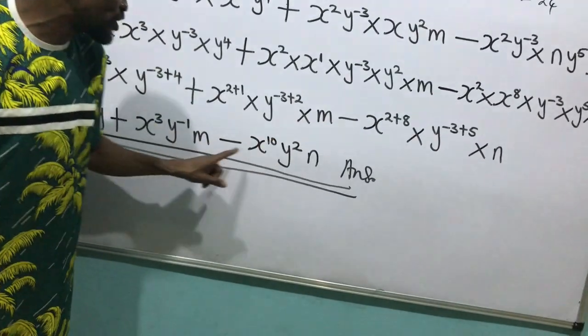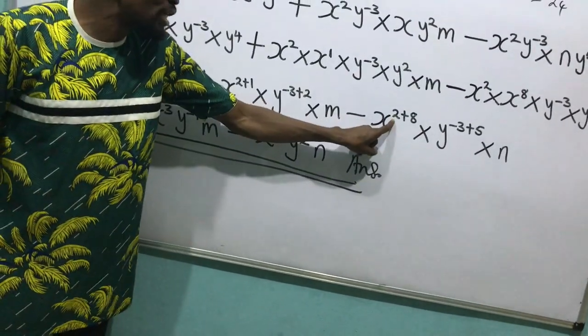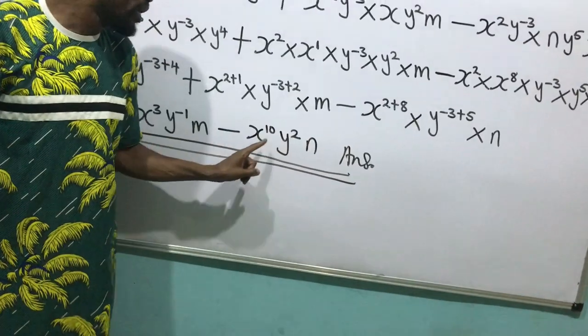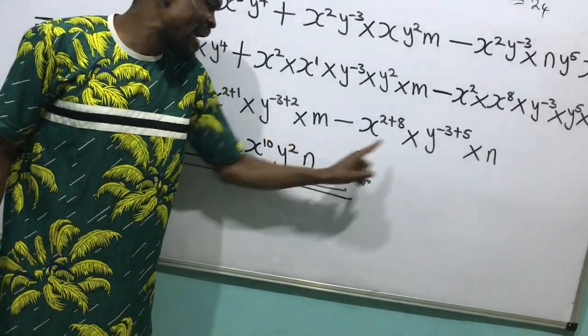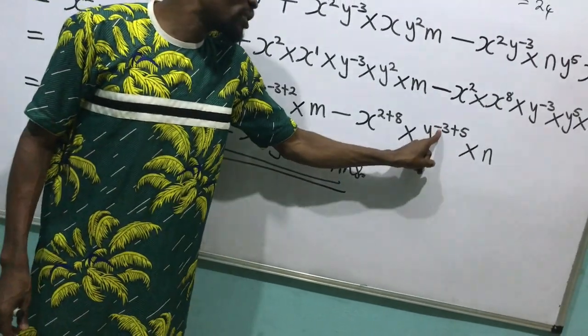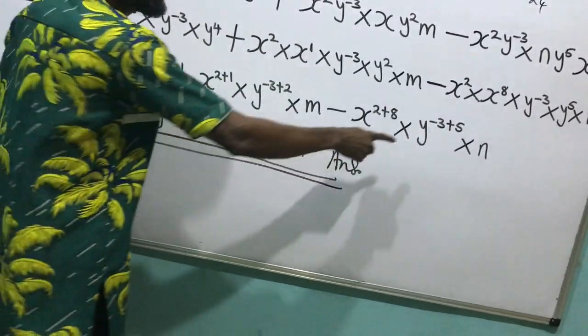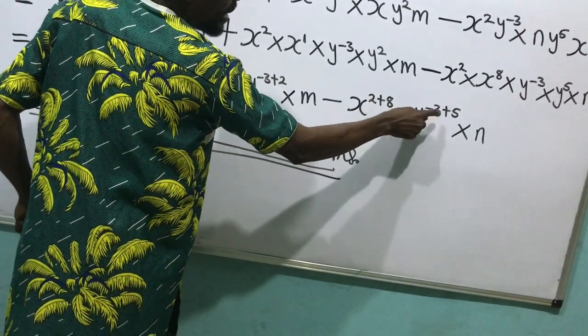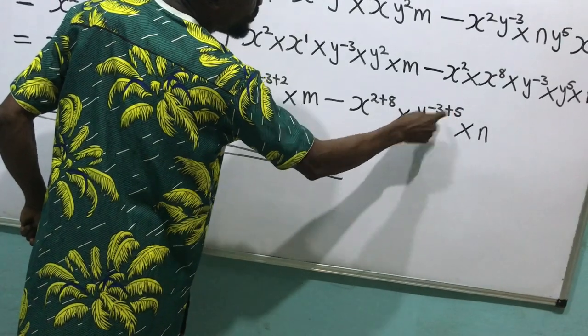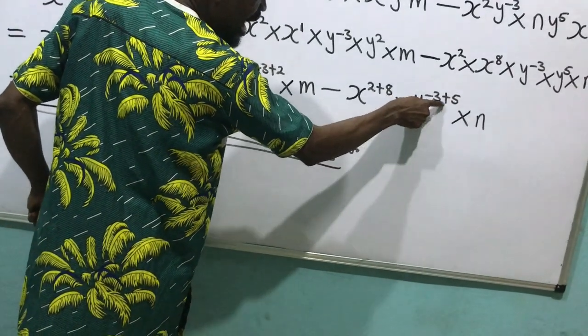Then this minus here. Then I will say x raised to the power 2 plus what? 8 will give me 10. And this times y, look at my y, minus 3 plus 5. It means that I'm owing somebody 3, and I paid 5. I'm owing somebody 3 naira, I paid 5.